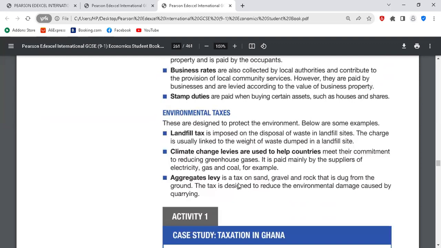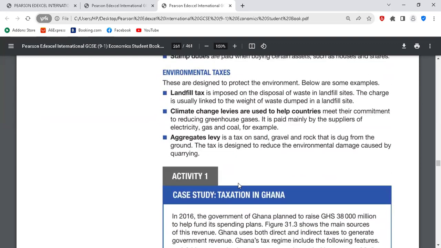Clear. Then we have environmental taxes. These are designed to protect the environment. Below are some examples. Landfill tax is imposed on the disposal of waste in landfill sites. The charge is usually linked to the weight of the waste dumped in the landfill site. So you pay landfill tax. For those that are the refuse collectors, they dump it in the landfill. So the quantity you dump will determine the amount of money you pay. If you are dumping more, you pay more.